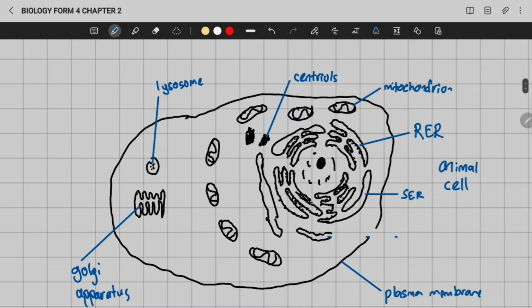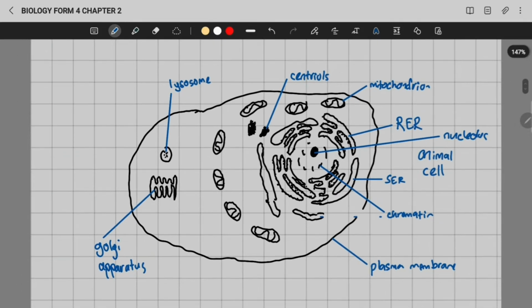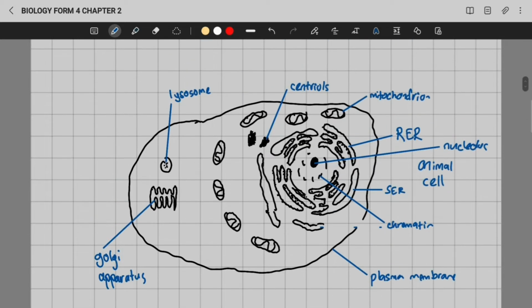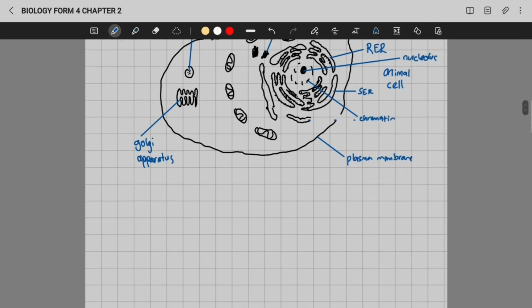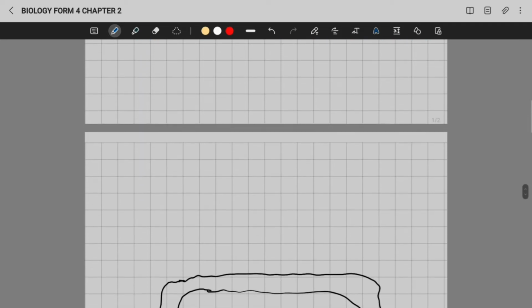And then this entire circle here is the nucleus, in which we have the nucleolus located at the center of the nucleus. Then we have the chromatin. Chromatin contains DNA, which we will learn later. And then we have the nuclear pores and so on. I might not go into too much detail about it, because you will learn that later. So that's all about the animal cell. Let's go to the plant cell.